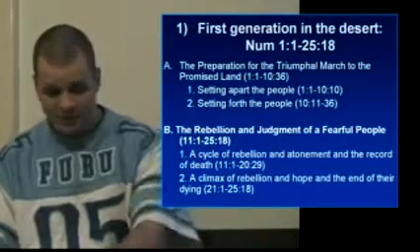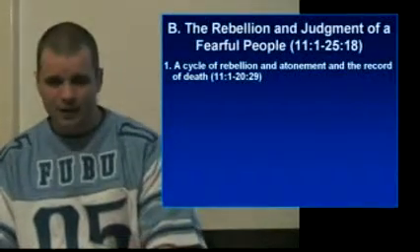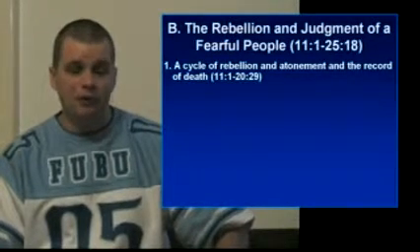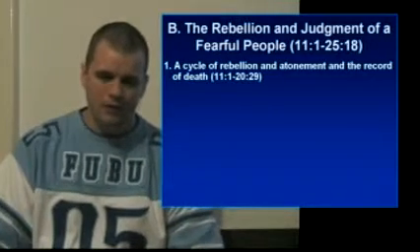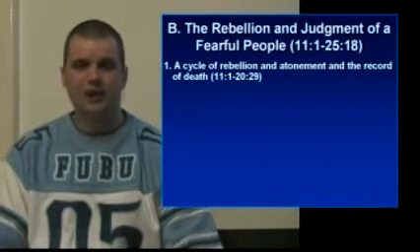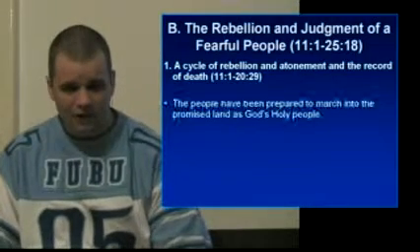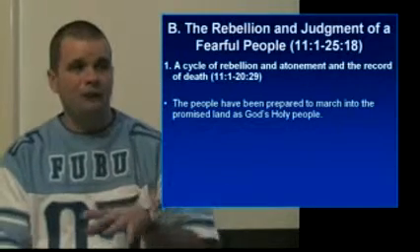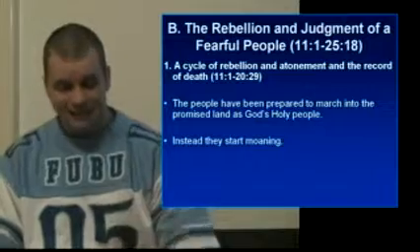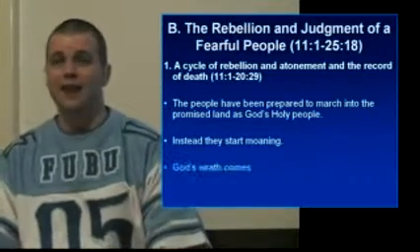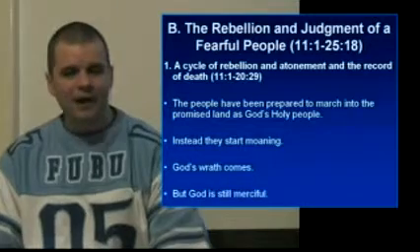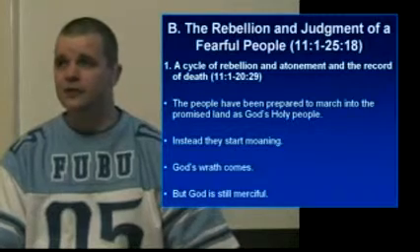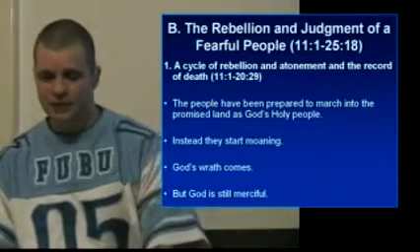It gets very depressing at this point, very depressing. Let's look at the first part here. First part is a cycle of rebellion and atonement and the record of death. Chapter 11 verse 1 to chapter 20 verse 29. You've got like 9 chapters of this. Check it out. The people have been prepared to march into the promised land as God's people, but instead they start moaning. And then God's wrath comes, but God is still merciful. It's something you can learn about God as you read Numbers, is the mercy of God. No matter how bad these people are, His mercy.